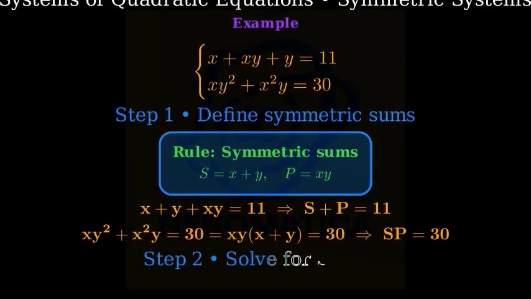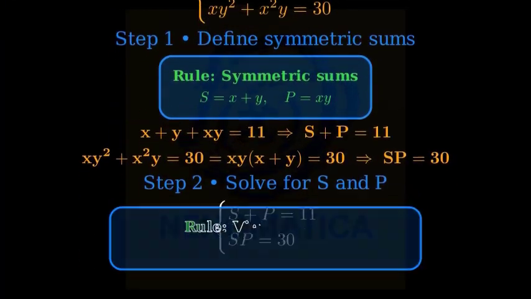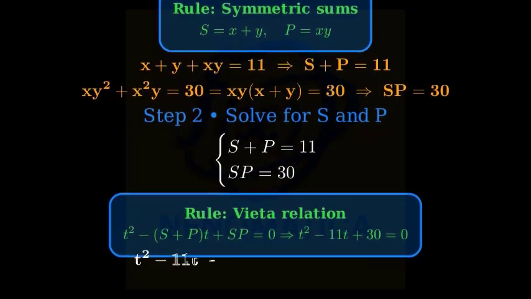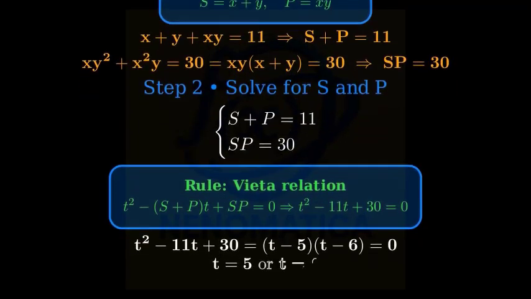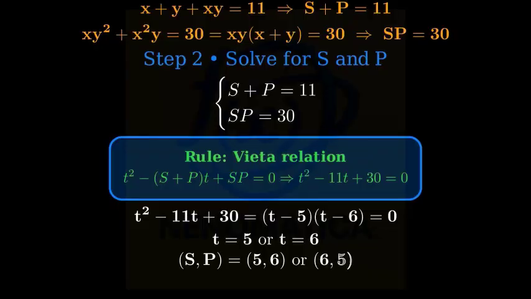Step 2. Solve for S and P from the miniature system. S plus P equals 11 and SP equals 30. Construct a quadratic whose roots are S and P. t squared minus 11t plus 30 equals 0. It factors into t minus 5 times t minus 6 equals 0. So the roots are 5 and 6. Therefore, S and P are 5 and 6 in either order.